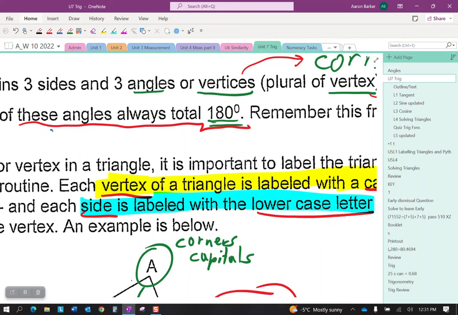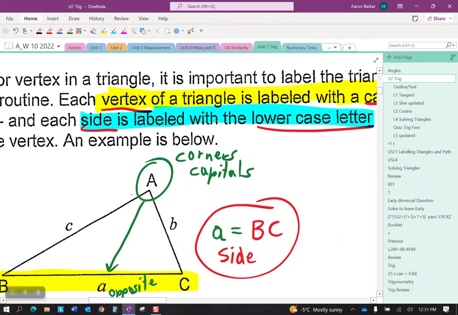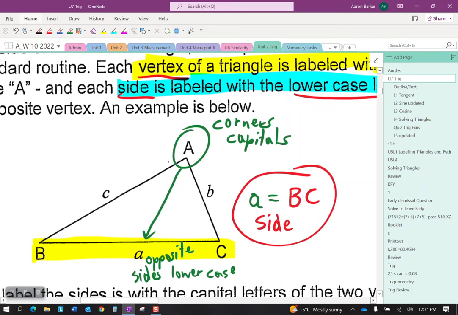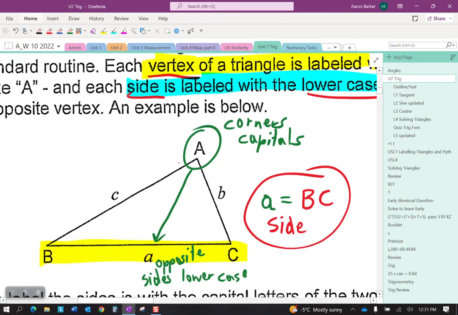And what's the other factor we looked at? Yeah, the little a. So the opposite side is the lowercase. Okay? The opposite side is the lowercase letter. And then we have the name. We can name it two different ways, little a or capital BC. Your choice. Write this down.